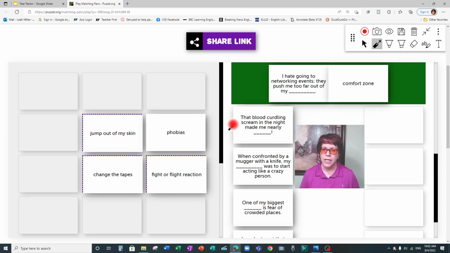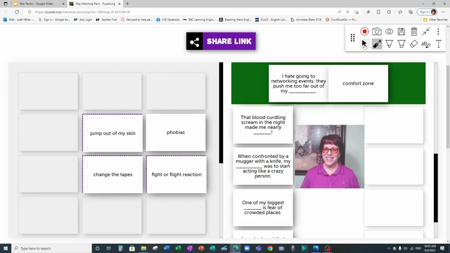That blood-curdling scream in the night made me nearly. All right. So there was a scream in the night. Blood-curdling, the adjective phrase. This means a kind of scream or sound that would make your blood stop flowing. Now, that's just figuratively, of course. Your blood's not going to stop flowing. It's just an exaggeration, an expression to describe extreme fear. So if you hear such a scream in the night, wow, especially if it's sudden, you're going to have one of these kinds of reactions.